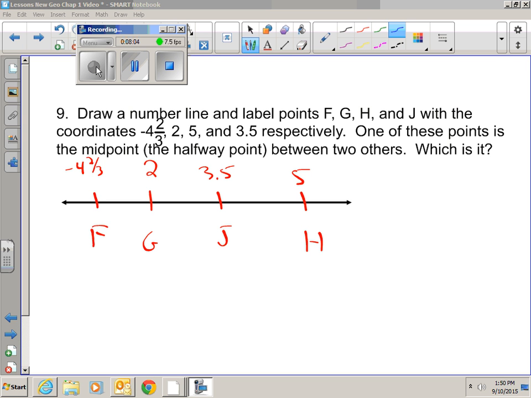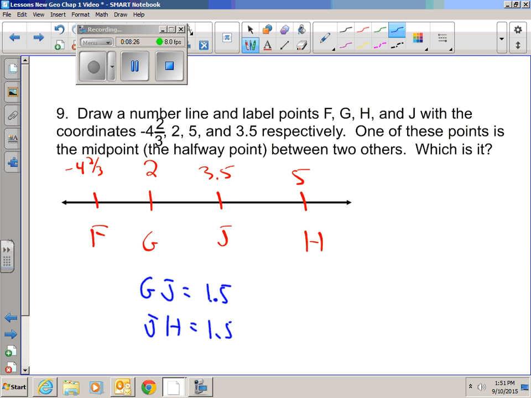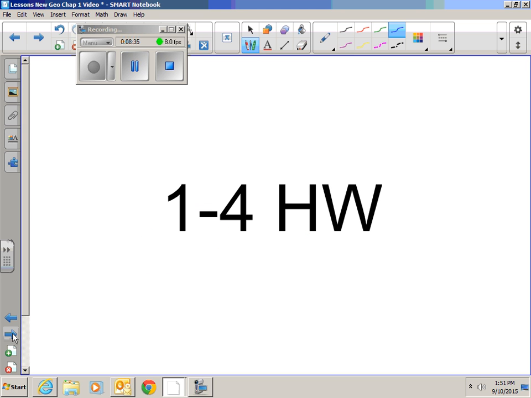Okay, you should have come up with a picture that looks somewhat like this. Looking at this picture now, the order of our points are F, G, J, and H. Notice that the distance, the measure of GJ, is equal to 1.5. Likewise, the measure of JH is also 1.5. So therefore, J is the midpoint of segment GH. There we go, we're done.